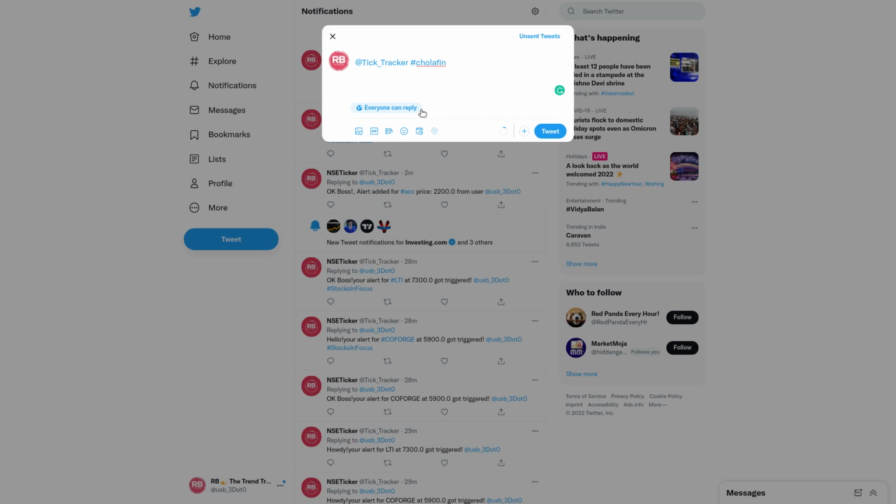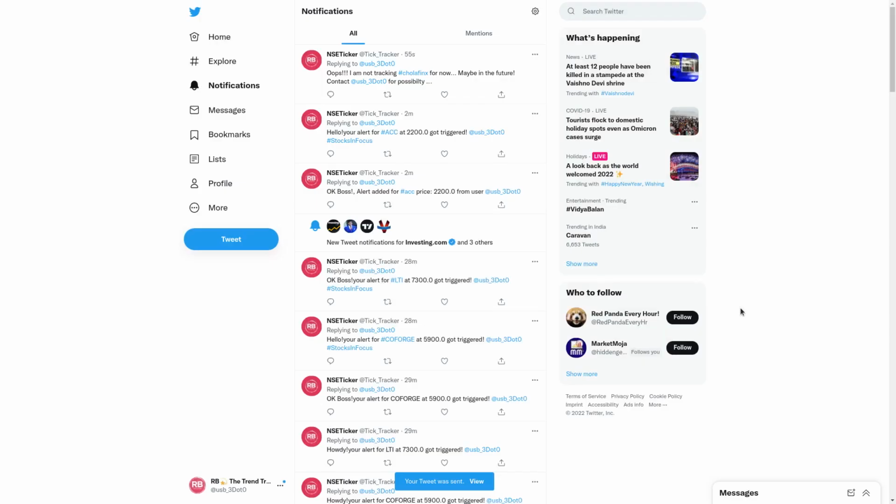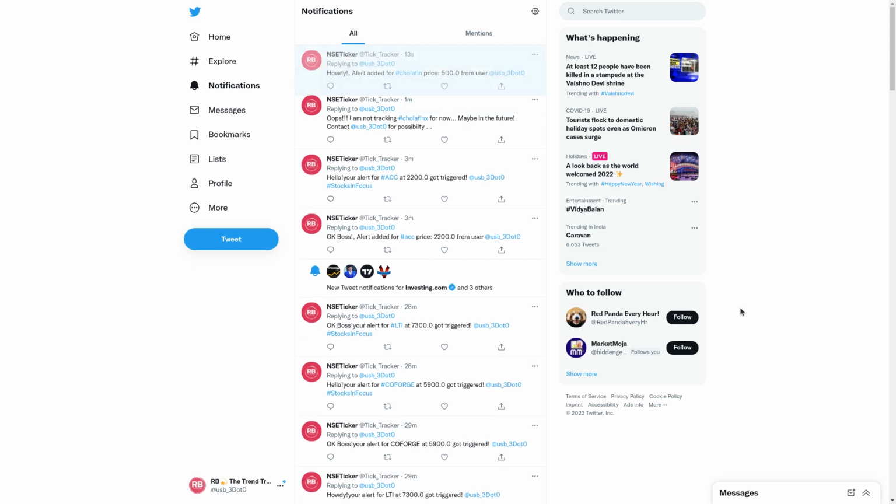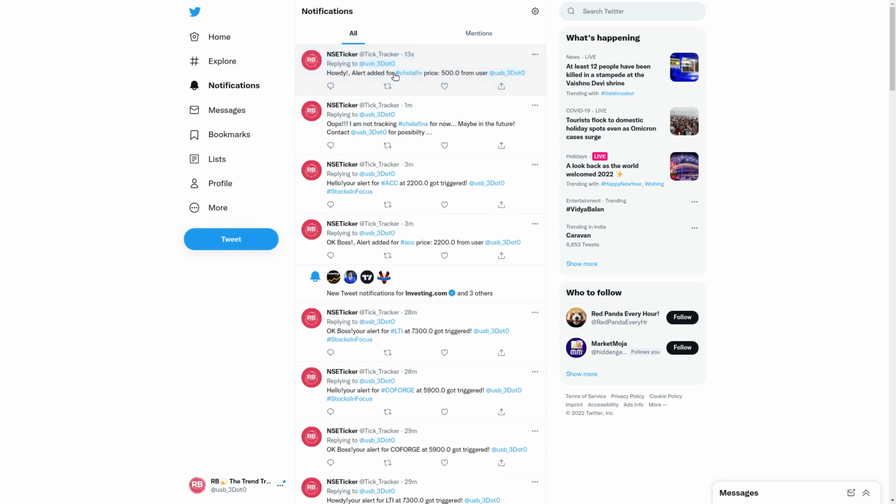So just for example, with Cholafin, let's put 500, which is a very good level for Cholafin. So this stock will try to give you an alert whenever Cholafin comes near a range of 505. Right now it's trading at 520. So right now what will happen is you will just get a notification from this Twitter app stating that you have just added an alert. So alert has been added for Cholafin at 500, so this is good.